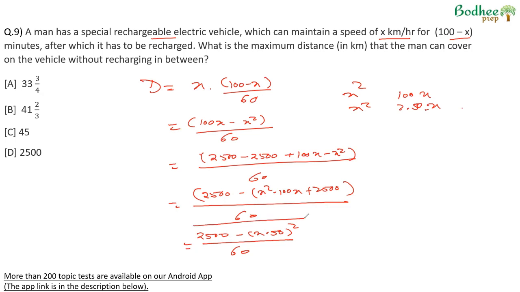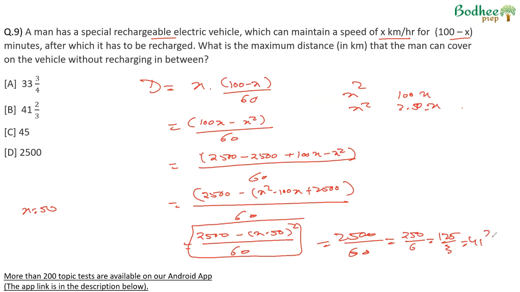Now, the maximum value of this will be when the negative term is minimum, and the minimum value that a square can take is 0. So when x is equal to 50, this term becomes 0 and the maximum distance we'll get is 2500 by 60, which will be 250 by 6 or 125 by 3 or 41 2 by 3. The maximum distance in kilometers it can cover is 41 2 by 3.